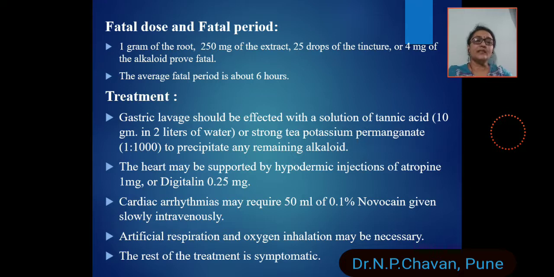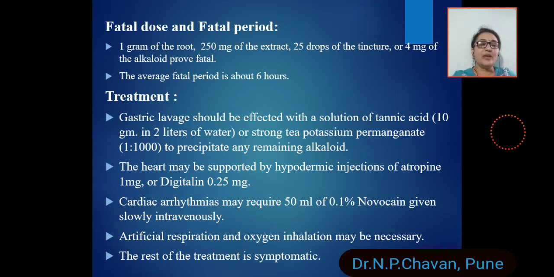Treatment: gastric lavage should be effected with a solution of tannic acid, that is 10 gram in 2 liters of water, or a strong tea, or potassium permanganate in 1 in 1000 ratio to precipitate any remaining alkaloids. The heart may be supported by hypodermic injections of atropine 1 mg or digitalin 0.25 mg. We have seen in the symptoms there is cardiac arrhythmia, so to support that, we need an injection of atropine.